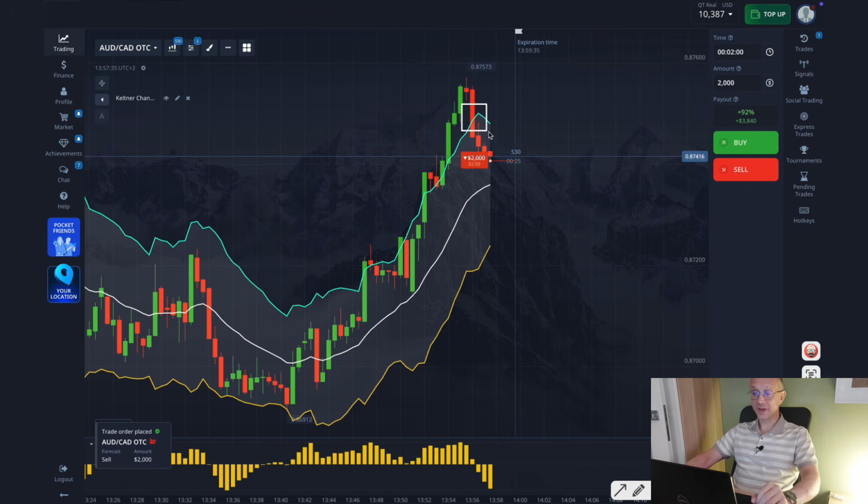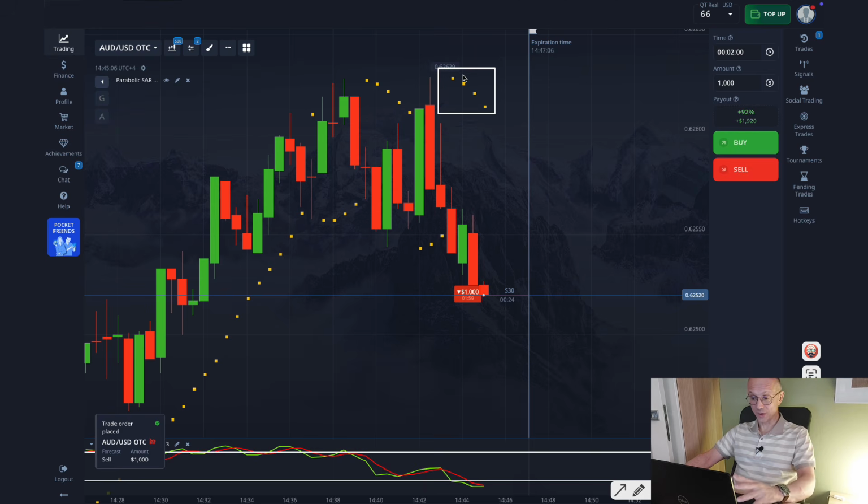So, the first thing to pay attention to is the Keltner channel indicator. When the candles cross its upper border from top to bottom and start moving down, this is a clear sign that the upward momentum has ended and a downward movement is beginning on the chart. This moment often becomes the starting point for a reversal and sets the direction of the trend.